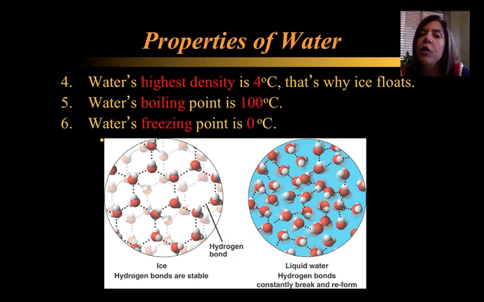And that's why also when you freeze a water bottle, you want to make sure you dump out some of the water, because as it freezes and gets to that 4 degrees Celsius, it will start to expand and then the bottle would explode. The other properties of water is that it has a boiling point of 100 degrees Celsius and a freezing point of 0 degrees Celsius.